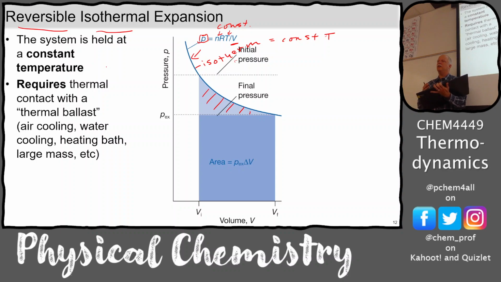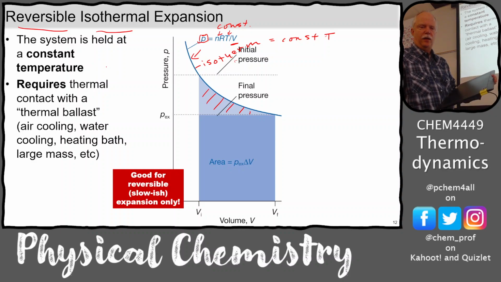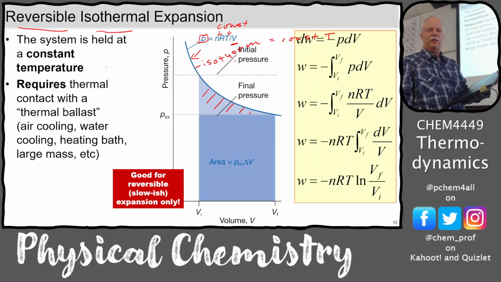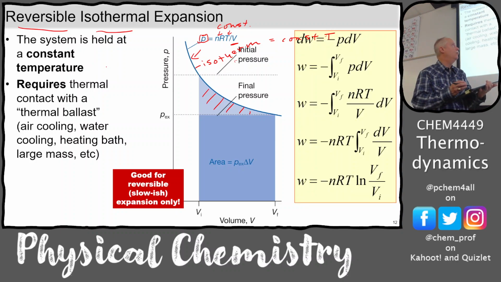Or when you compress it, it wants to heat up. And to keep it isothermal, you need to sink the heat out. And so this reversible isothermal expansion, you have to have heat flow into or out of the system so that you can maintain that constant temperature. And so this is good for slow-ish expansion only. And so let's look at this. How do we calculate the work done?